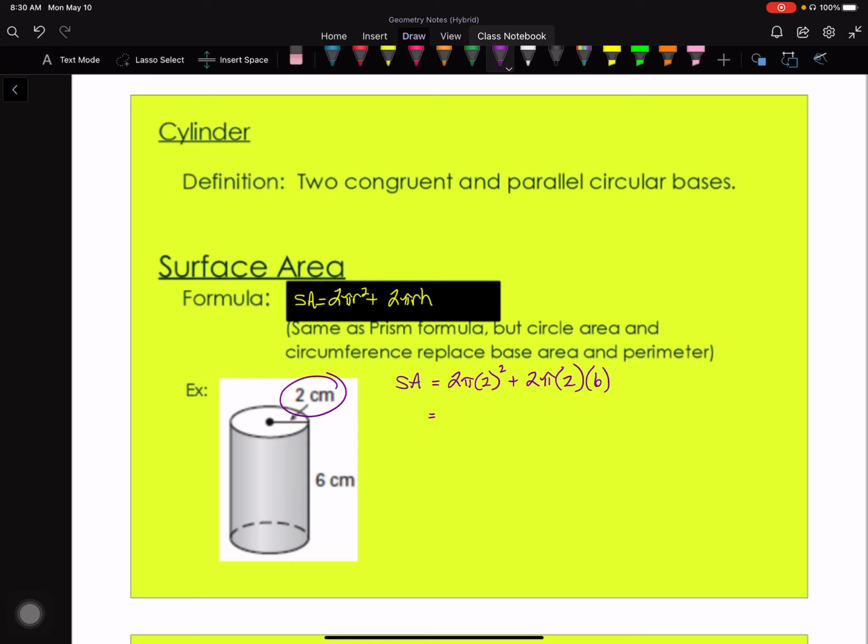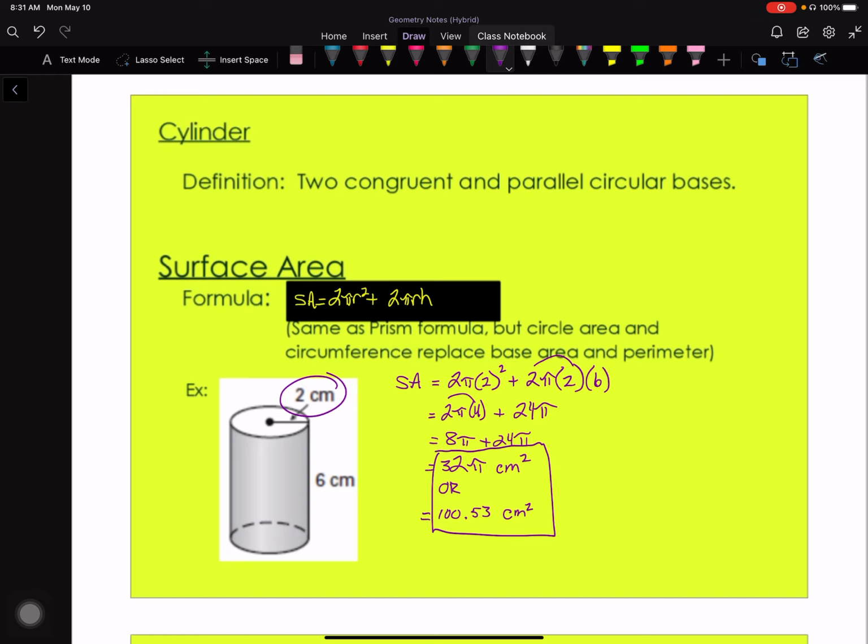So if I simplify this, this would be 2 pi times 4. So 2 times 2 is 4. 4 times 6 is 24. If I multiply 2 times 4 here, I get 8 pi plus 24 pi. So this would be 32 pi centimeters squared, or you can convert that to a decimal. This would be an exact answer. The decimal answer would be, if you take 32 times 3.14, it's going to be about 100.53 centimeters squared.